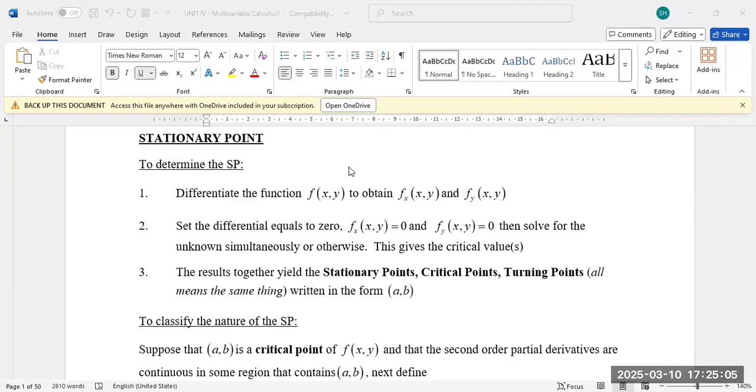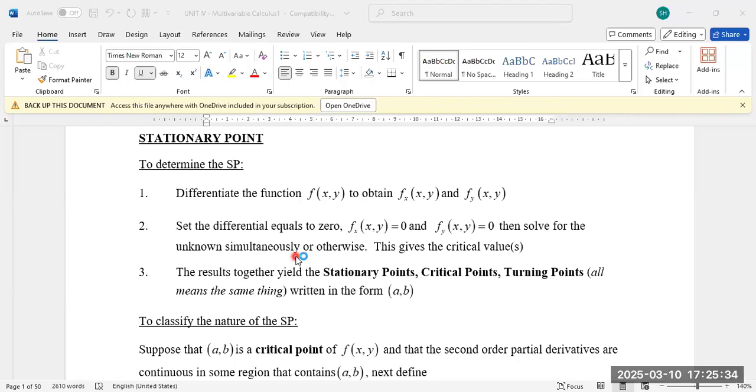So let's go. We're going to differentiate the function. And when we differentiate the function, we're going to obtain the value of f subscript x of xy and f subscript y of xy. Then we are going to set the first order partial differentials equal to 0 and solve those simultaneously or otherwise. So what do you mean by otherwise?